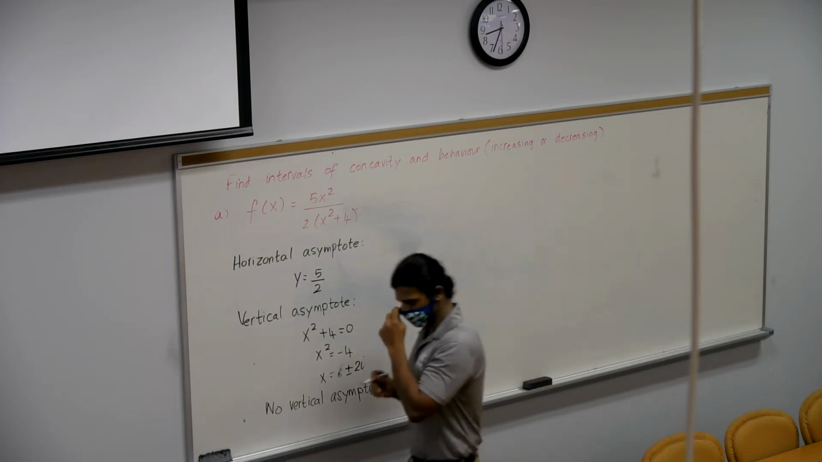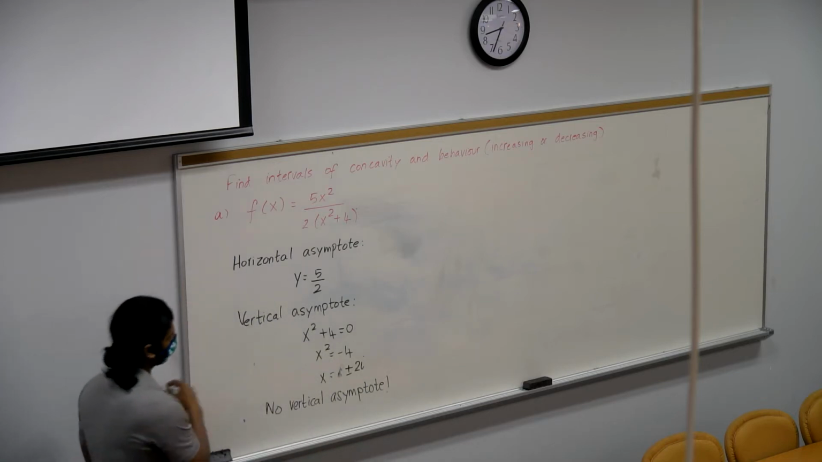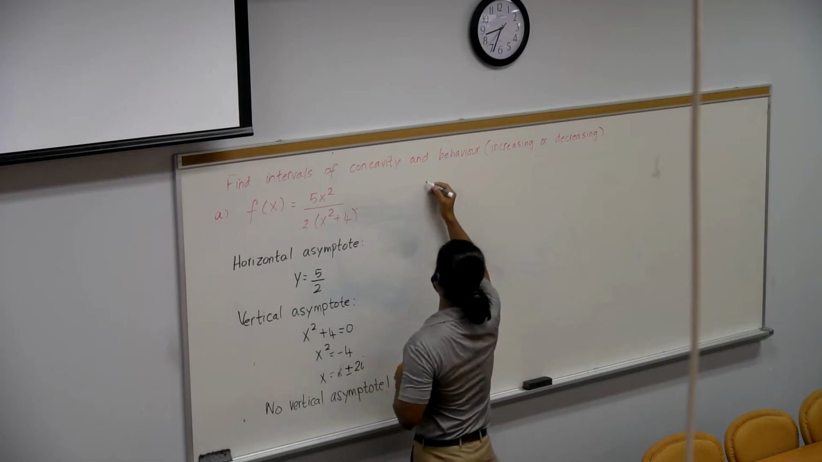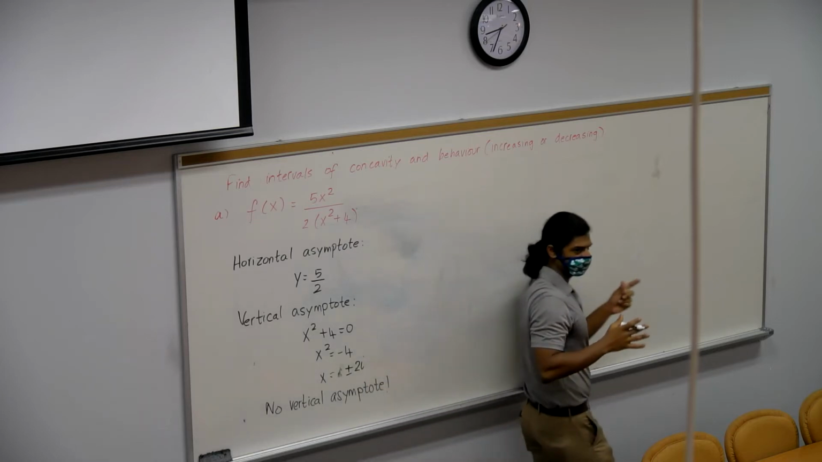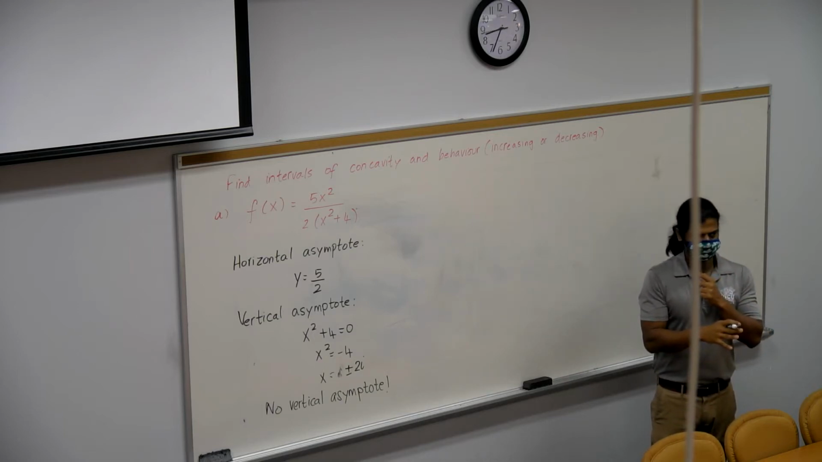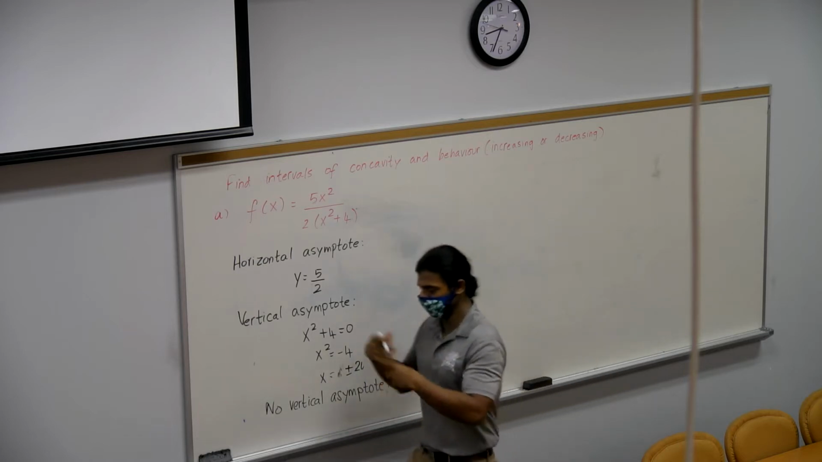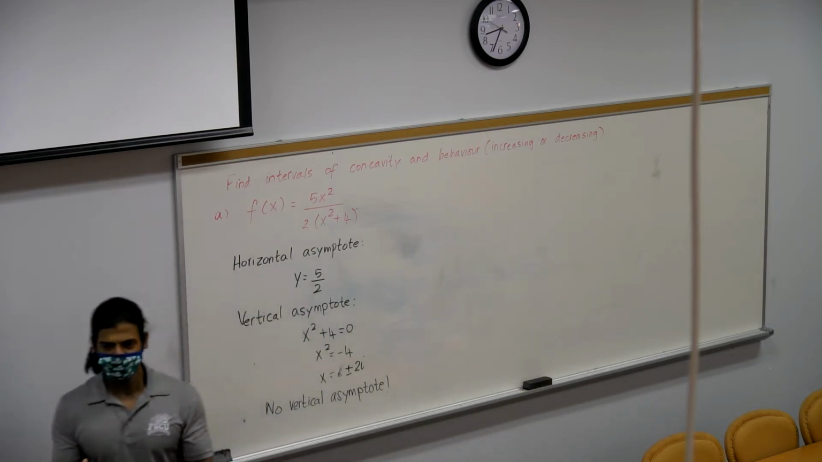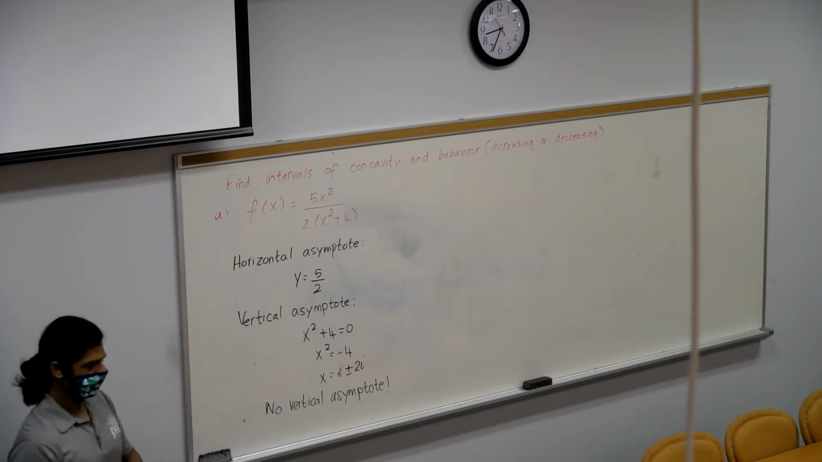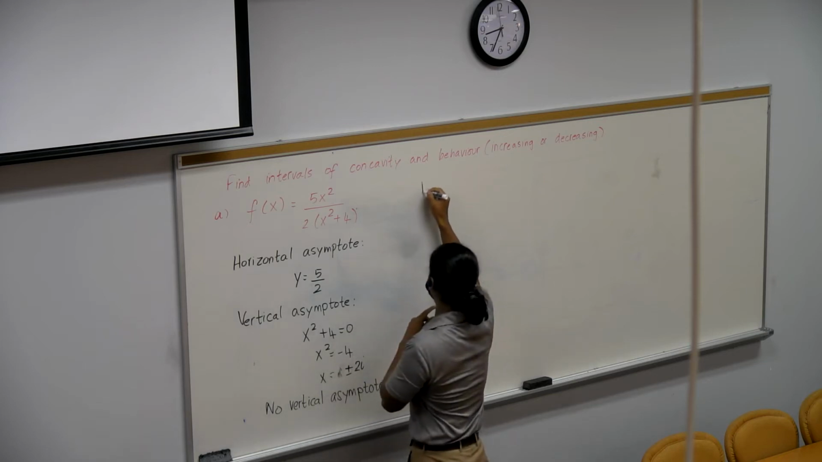Now we have to find intervals where the function is increasing and intervals where the function is decreasing. How do we find intervals where the function is increasing? You have to find the critical number, and how do we get the critical number? I can find the derivative. Find the derivative and then set that equal to 0 and solve for x.